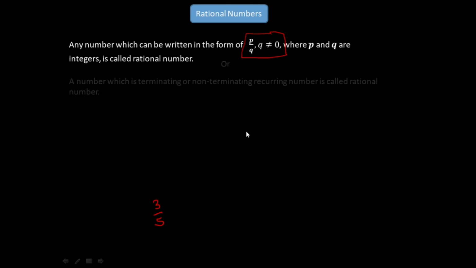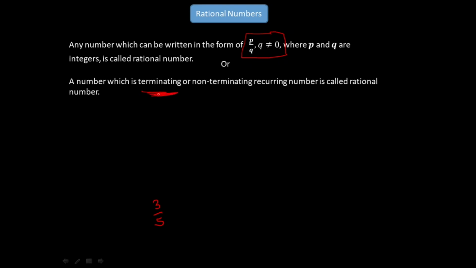What is the second definition? A number which is terminating. This I will discuss a little later. Let's see first this one, terminating. 0.6, is it a rational number? Yes, because this is what? It's a terminating number. After 6 there is nothing coming. So 0.6 is a terminating number, and every terminating number is called a rational number.